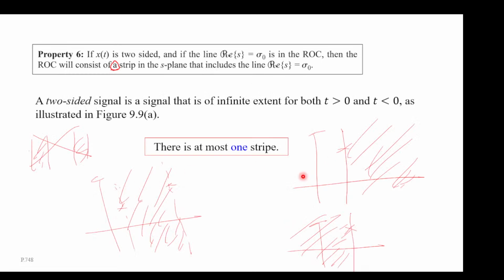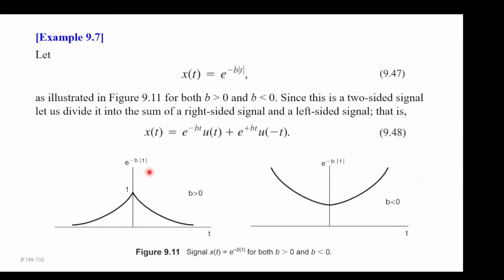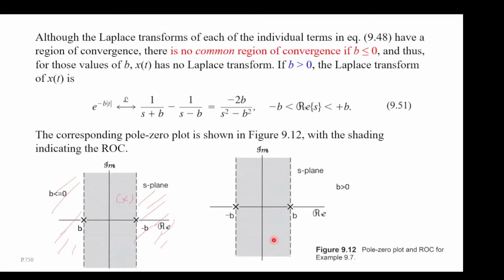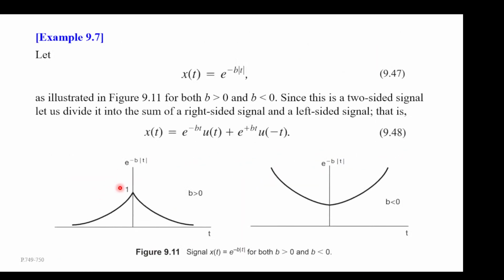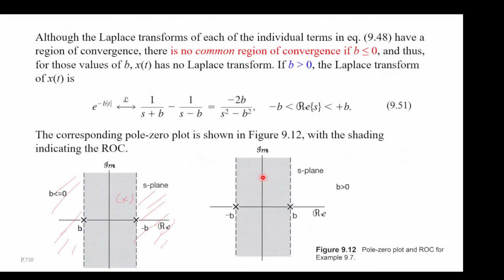So your ROC will be one strip, or sometimes the ROC doesn't exist, as we saw in this example. A two-sided function is like a left-sided function plus a right-sided function, and you want the ROC to be the intersection of both of them. If they have an intersection, you have an ROC. If they don't have an intersection, your signal just doesn't have a convergent Laplace transform anywhere.